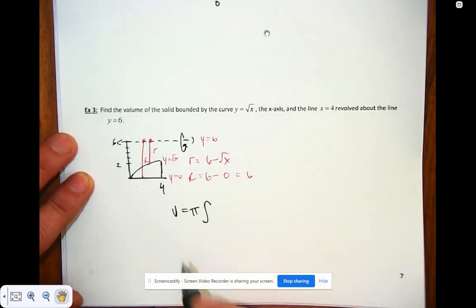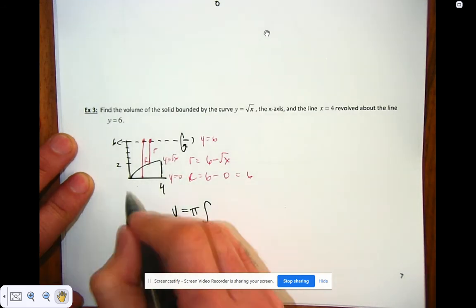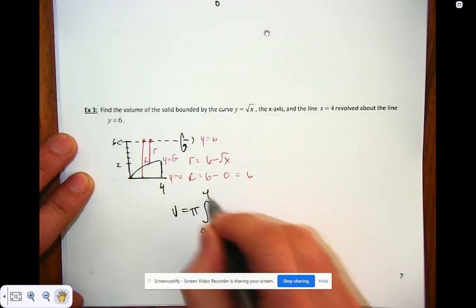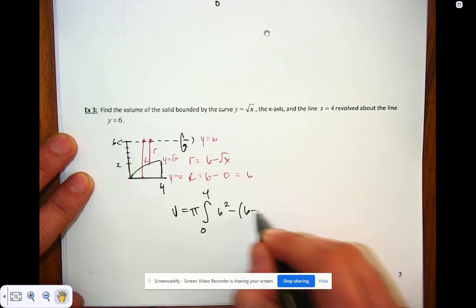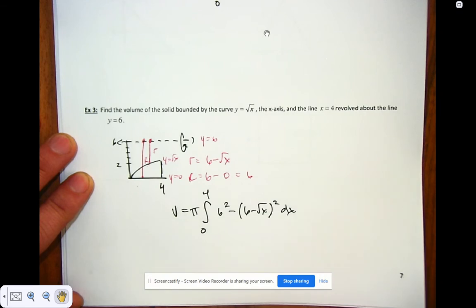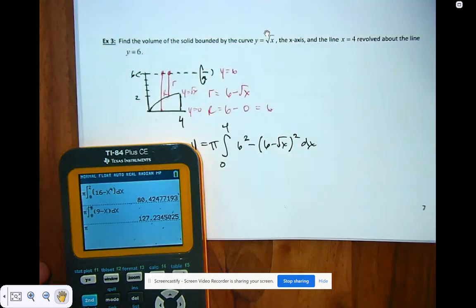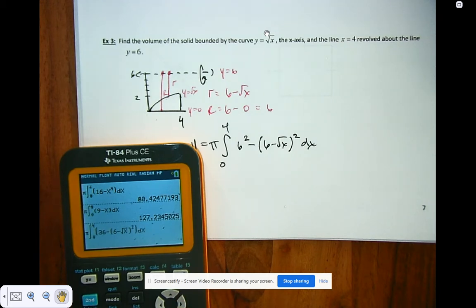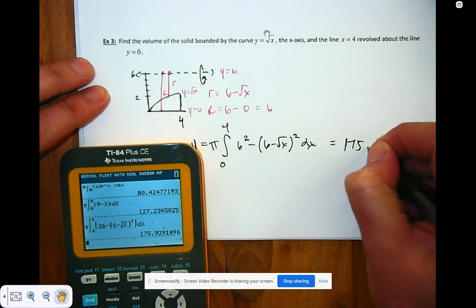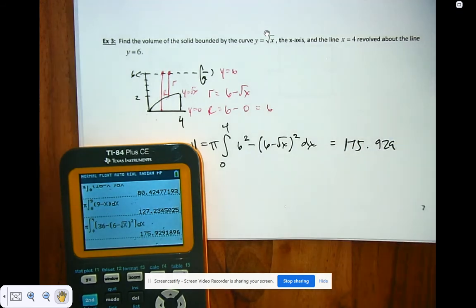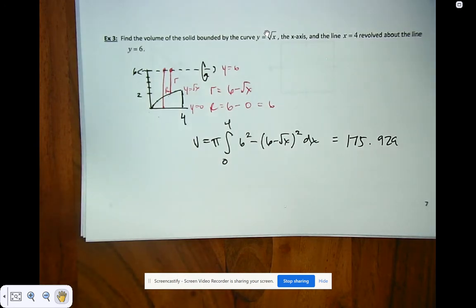Pi integral, right? Now we're top minus bottom, so everything's x's. So we're going from 0 to 4. 0 to 4, capital R squared minus little r, quantity squared. Okay? Grab your calc, put a pi in there. Math 9, 0 to 4 of 36 minus the quantity 6 minus the square root of x, quantity squared with respect to x. And you just found that very quickly, very easy. Answer 175.929. And the graph of that guy looks even crazier.